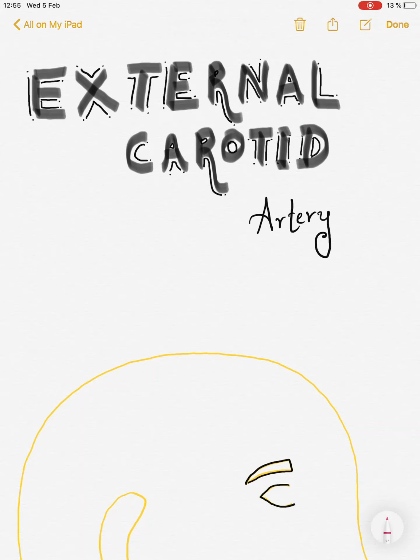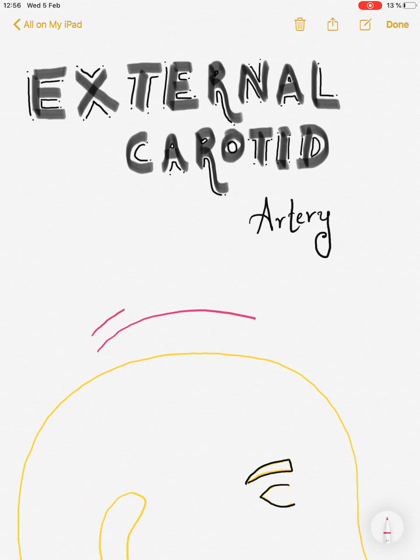So today our topic is going to be the external carotid artery. Let us begin. First and foremost, I'm going to tell you from where the right and left external carotid arteries originate, because they have different origins. So let me draw the arch of aorta first.